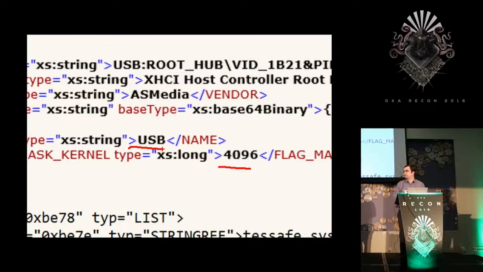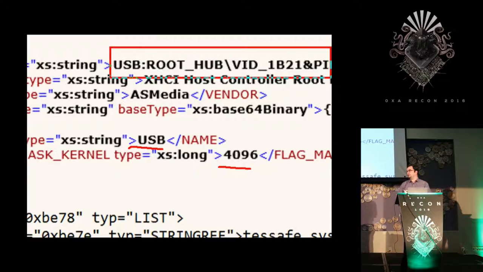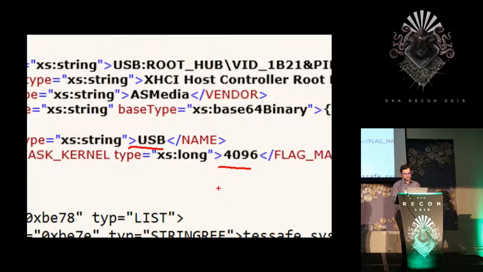And the implication here would be that the USB class driver would then call KSC get device flags, passing in the device ID over here, and the shim database would say, yep, I know this device. It's got flag 4096. And then 4096 to the USB class driver means something. Like, again, you know, this device takes a longer time to initialize, so you should take longer as well.